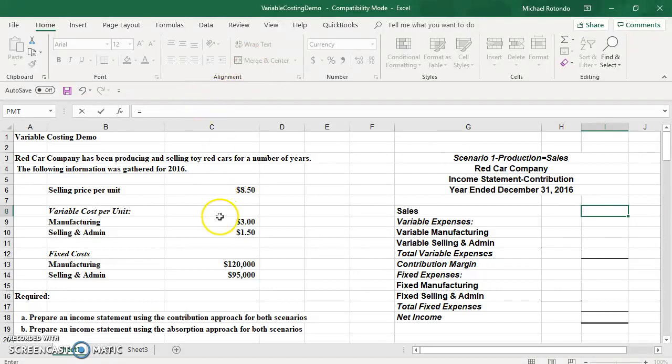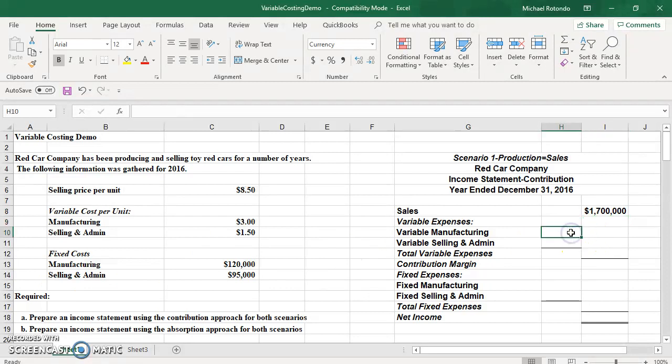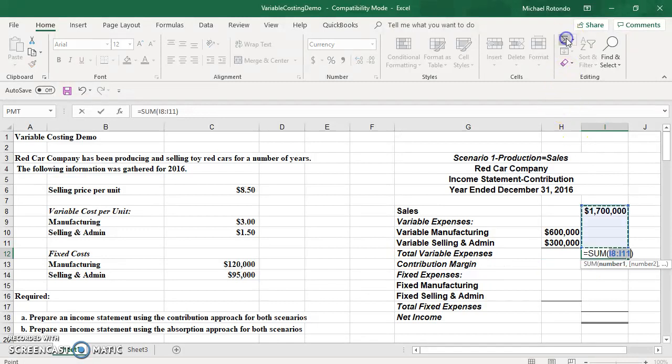Our sales for the first situation, 200,000 units produced and sold, is 200,000 times 8.50. Our variable manufacturing is going to be the 200,000 units times $3. It's right here. And our variable selling and admin, remember in our contribution margin income statement we do variable and fixed costs, is 200,000 times $1.50. So our total variable expenses are going to be 900,000.